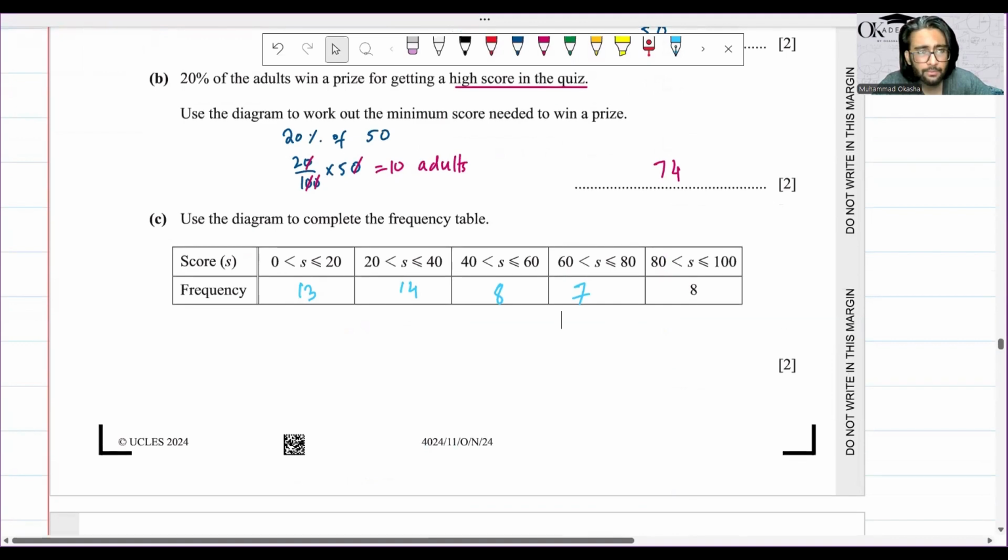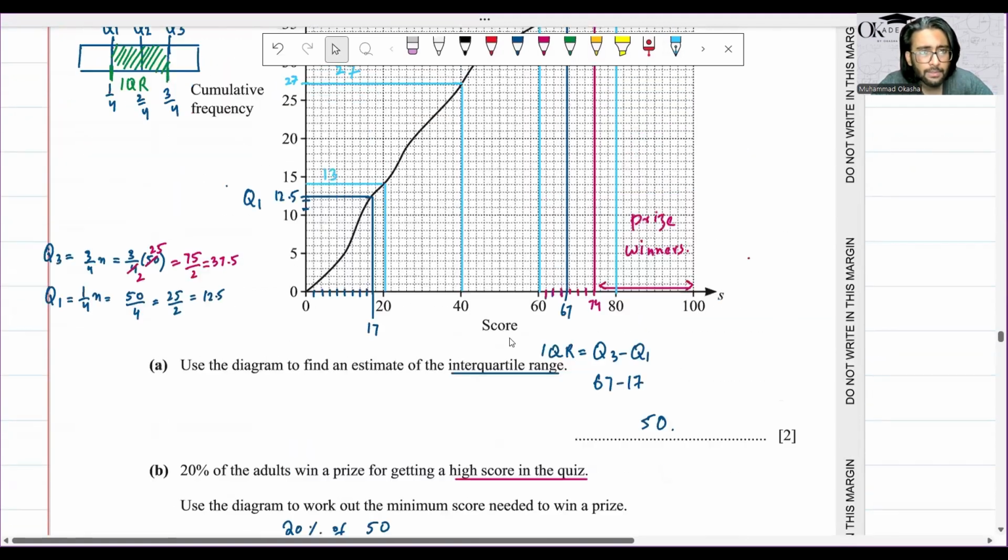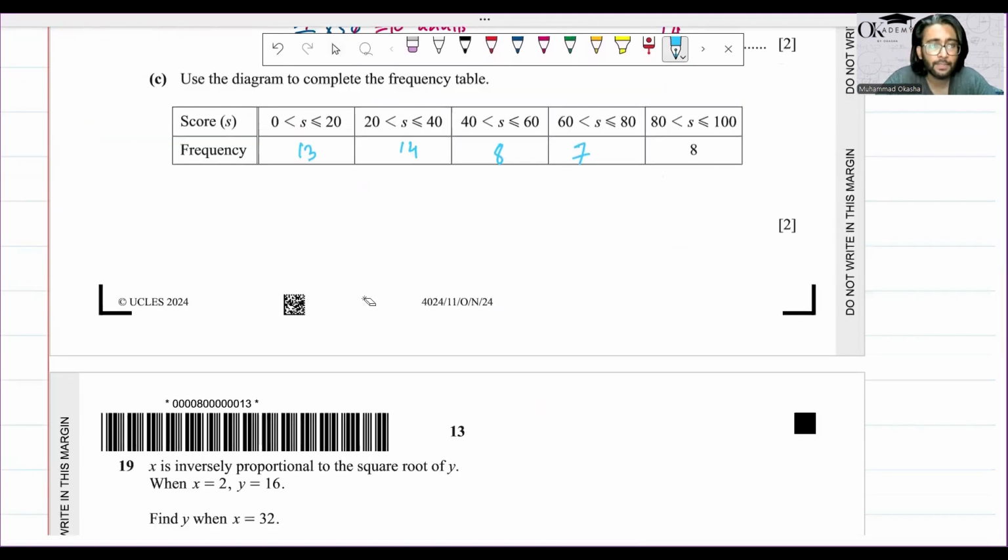I think this might not exactly match with the marking scheme, but one digit up and down, that's fine. Okay, for 0 and 20, the first one, it says it should be 14. Oh, it is 14. What am I doing? Yeah, sorry. The first one is 14.